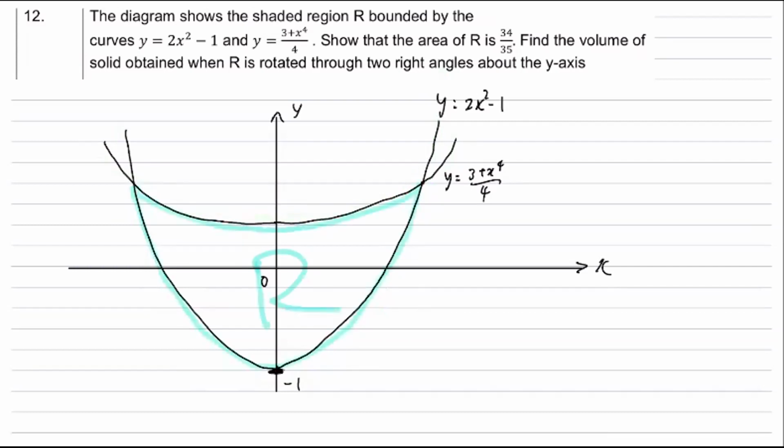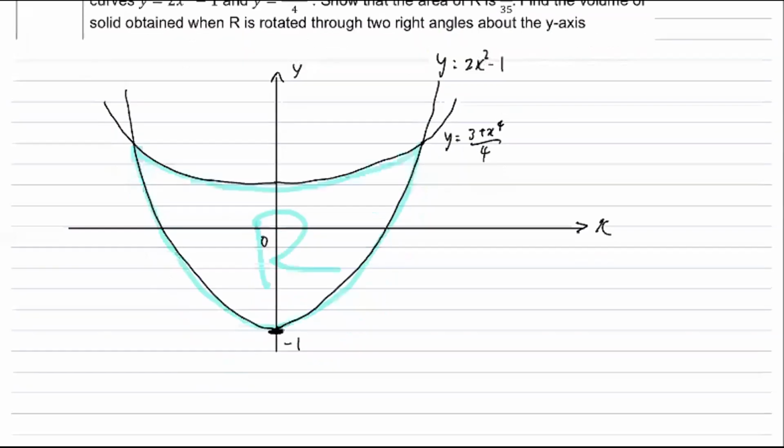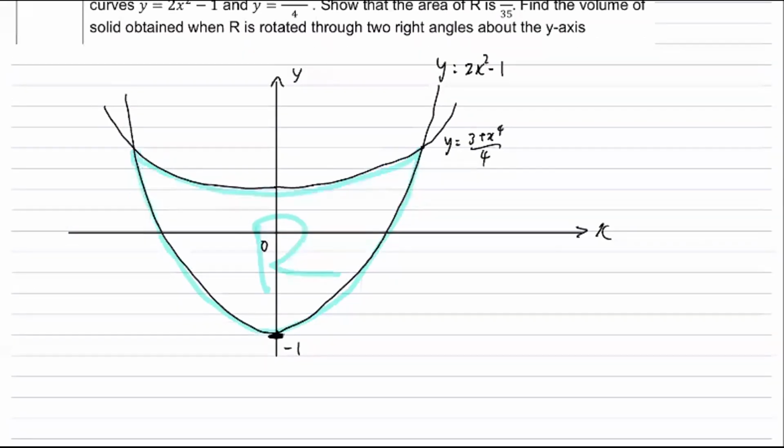Then what do we want? We want to show that the area is 34 over 35. How do we do that? You just need to use the GC. Using the GC, we figure out that this point of intersection is actually -1, 1. This point of intersection is 1, 1. So how do you find the area of region R?